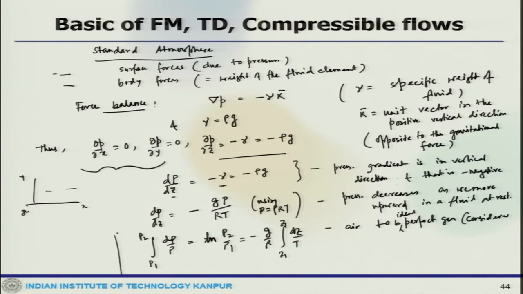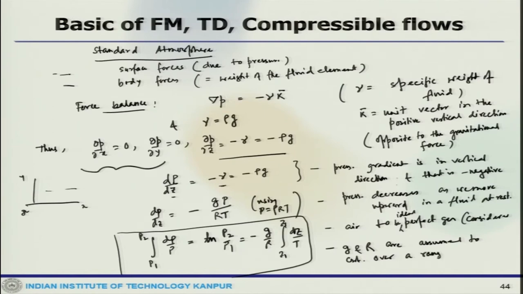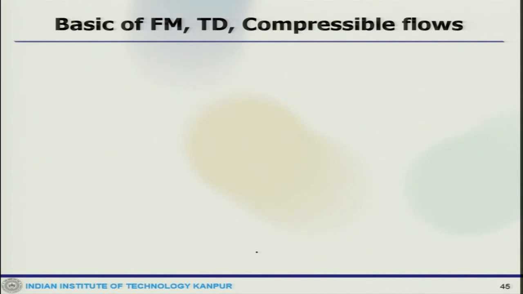So, here this R and g are assumed to be constant over a range of elevation. Otherwise they cannot be taken out of the integration and we cannot do this integration. So, this actually provides the variation of pressure in Earth's atmosphere.